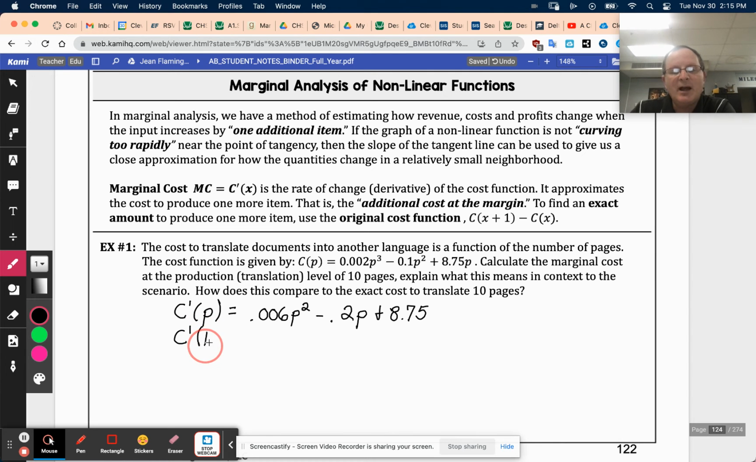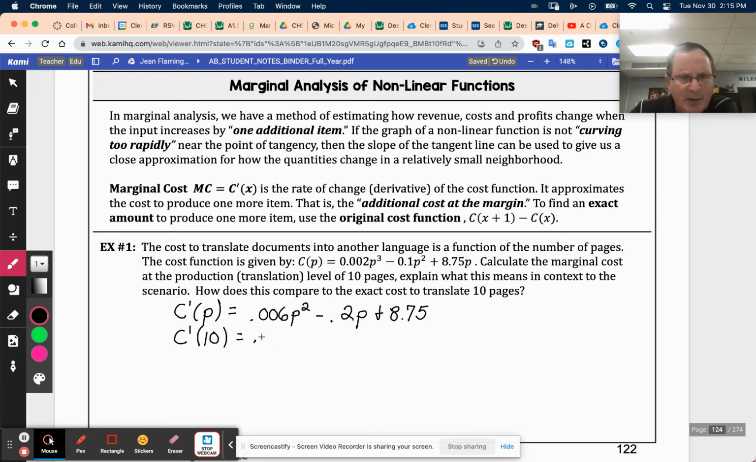Okay, so then, for this one, I'm wanting to find the marginal cost at 10. So this would be like the cost to produce one more item when we're at 10. All right, so we're substituting 10 in. I'm just going to do it on the calculator. That's not too hard. Yeah, because look at these values they gave us.